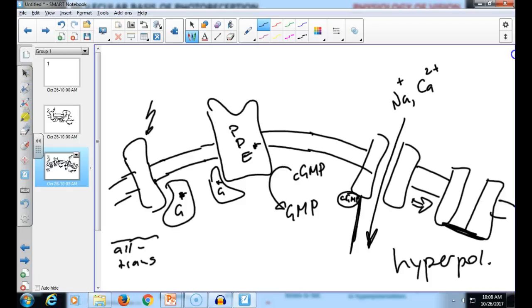So indeed, the cell hyperpolarizes. Hyperpolarization, in terms of being a graded potential, what does that mean, hyperpolarization? Let's remind ourselves. So this is the resting membrane potential, right? This is hyperpolarization, right? The membrane potential becomes more negative.